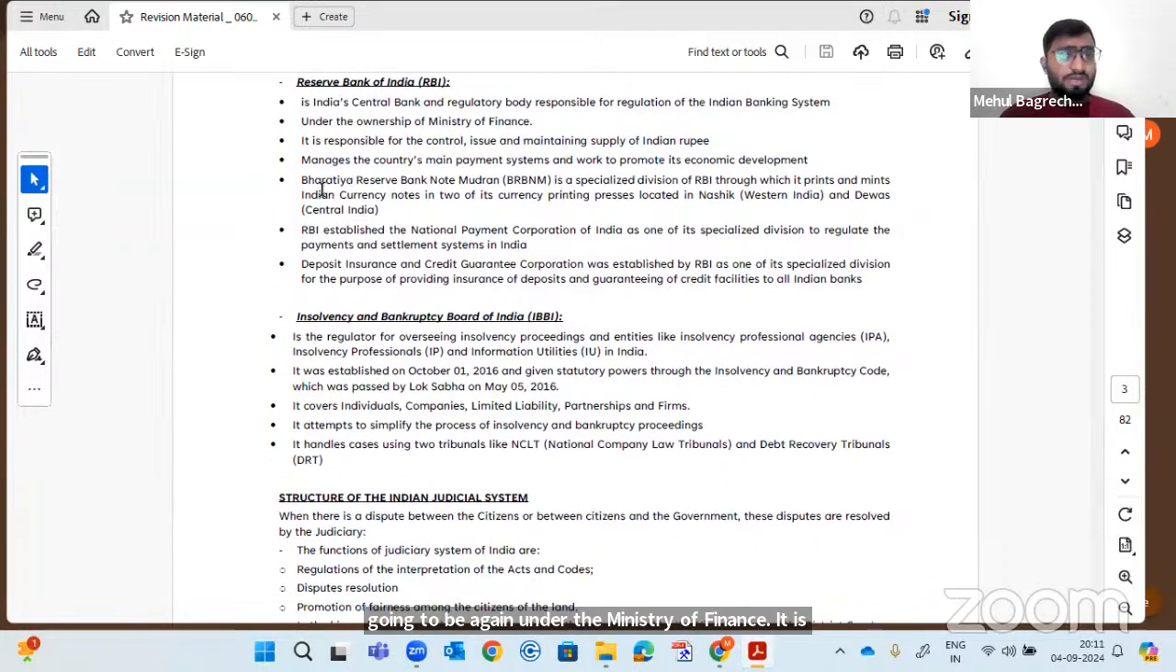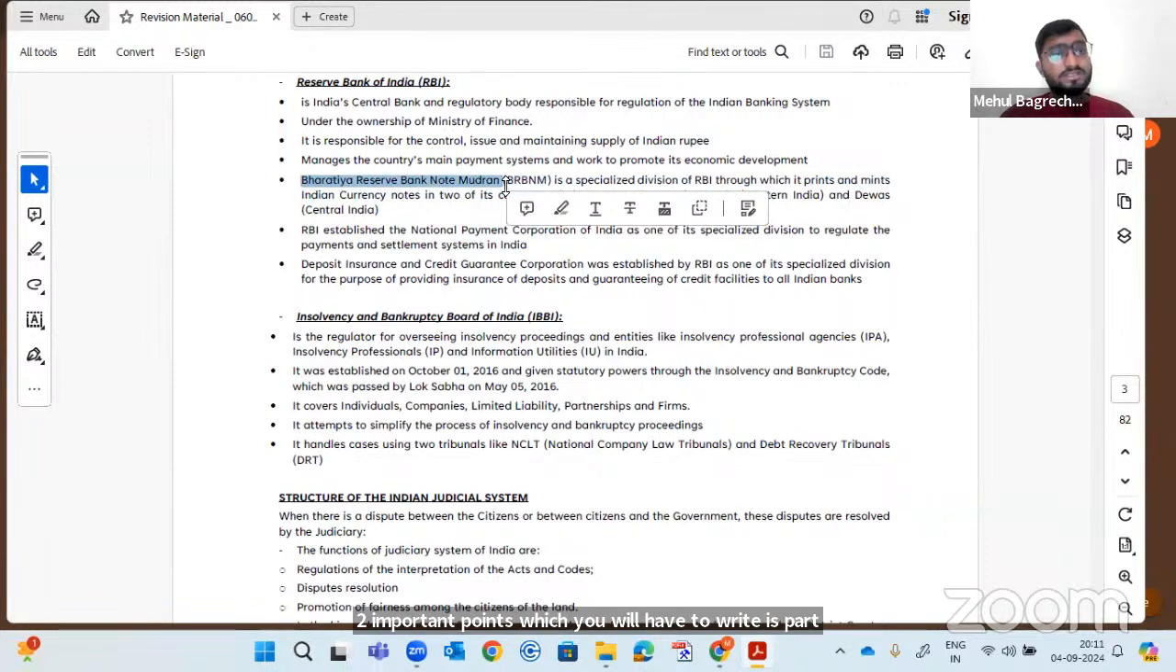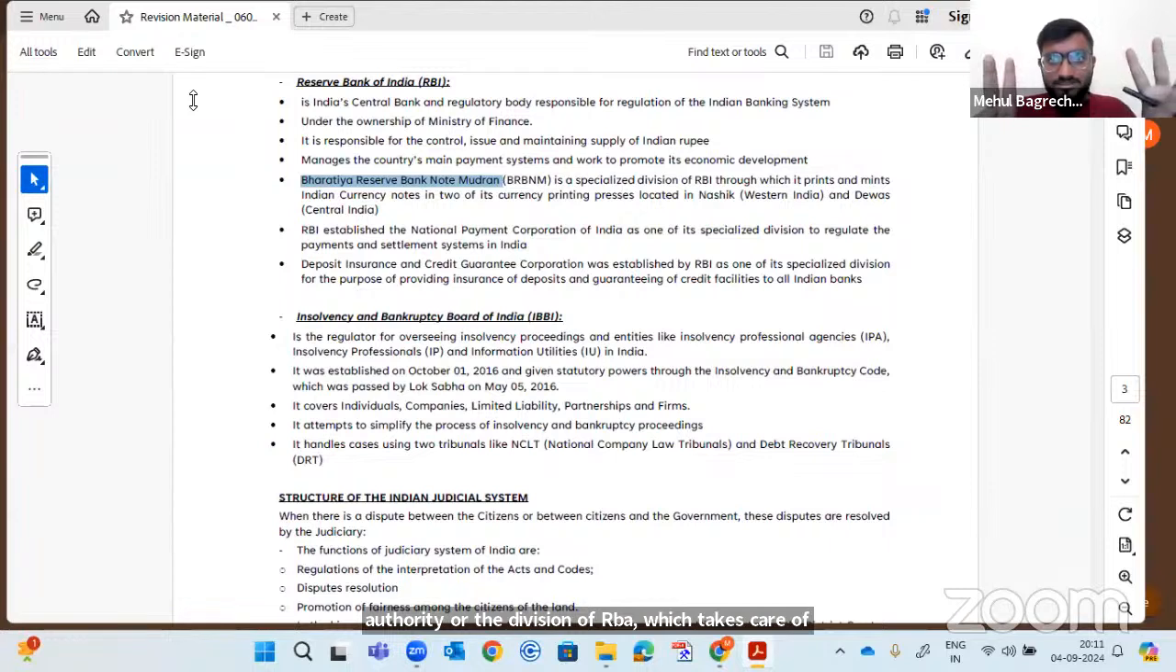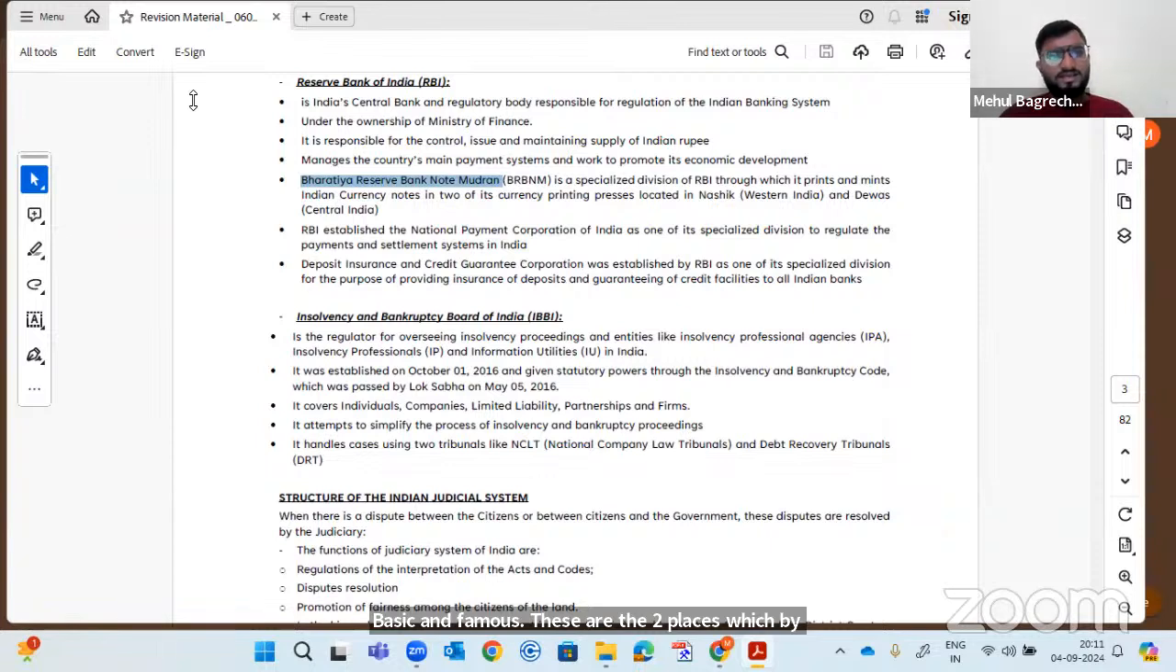Two important points which you will have to write: Bharatiya Reserve Bank Note Mudran. What is this? The authority or division of RBI which takes care of minting money. All right. Where does this minting happen? 2 places. Nasik and Dewas. These are the 2 places which by now you should remember. Why? Because we have discussed this time and again.